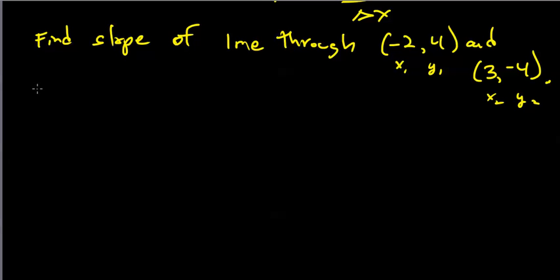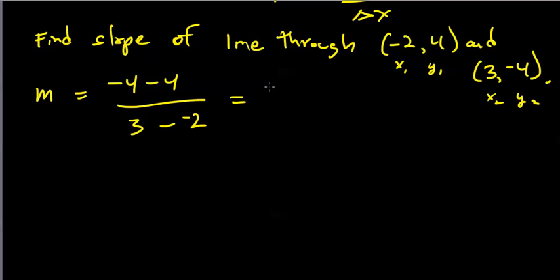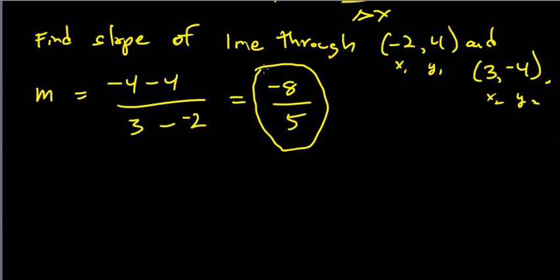So let me plug this in. My slope is going to be y2, which is -4, minus y1, which is 4, over x2, which is 3, minus x1, which is -2. Be careful of the signs here. So in the numerator I end up with -8, and in the denominator I get a 5. That is an improper fraction, and it's already simplified, so I leave this as my response. The slope of the line through these 2 points is -8/5.